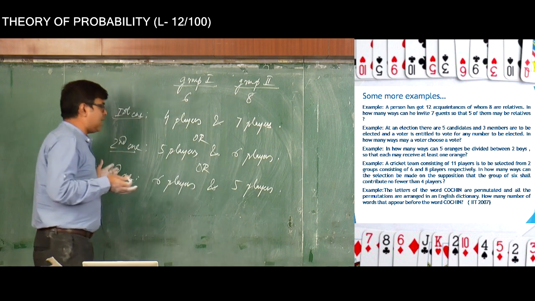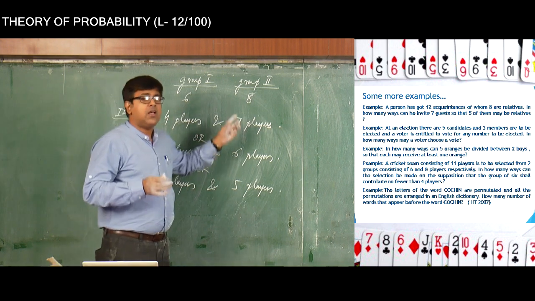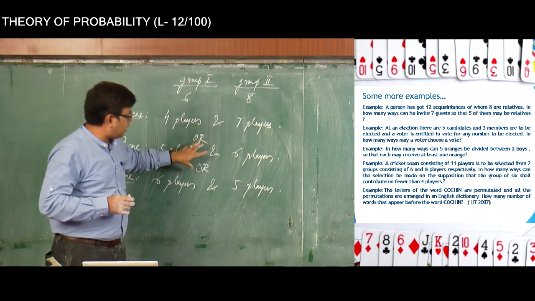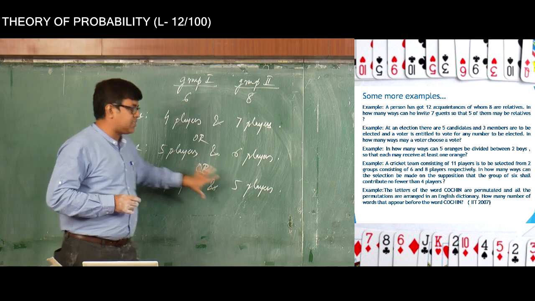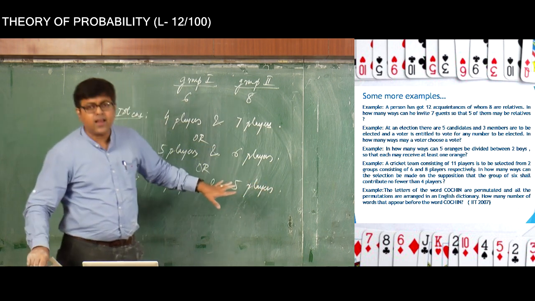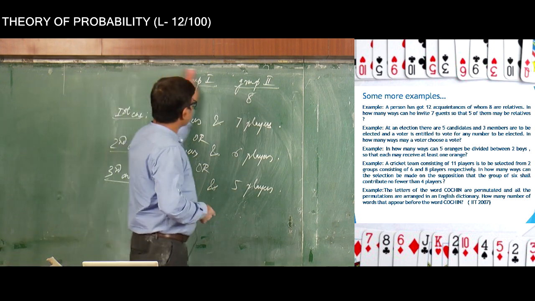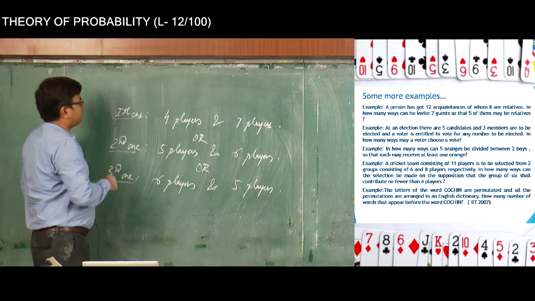But before I can use the addition principle, I need to find out the number of ways of selection of 4 players and 7 players, the first case. Similarly, I have to find out the number of ways of selecting this combination, and similarly I have to find out the number of ways of selecting this combination. Now I can easily do it by using the combination principle. How? Now first case.